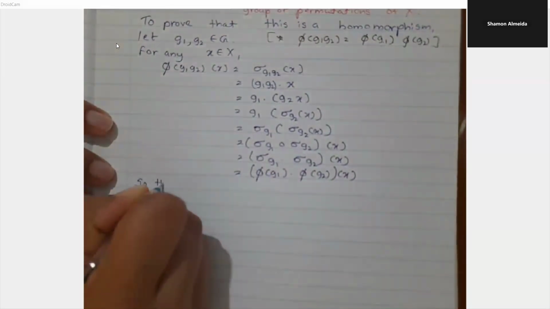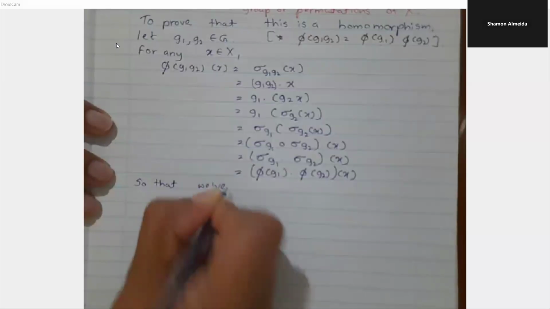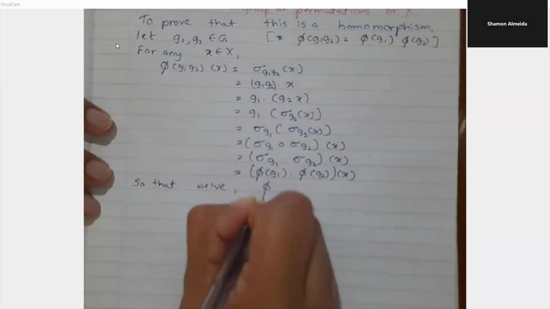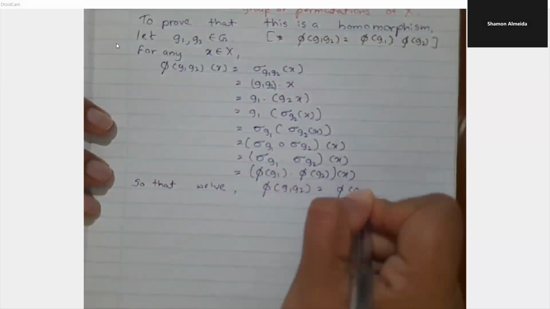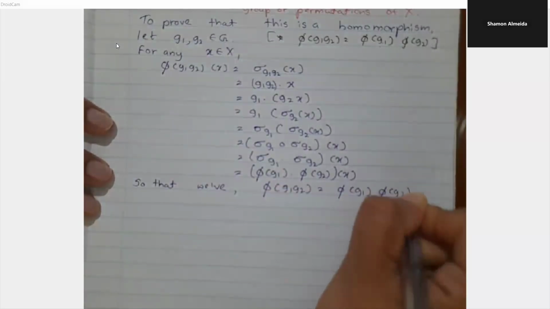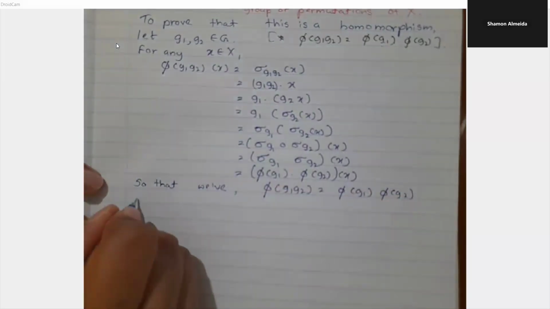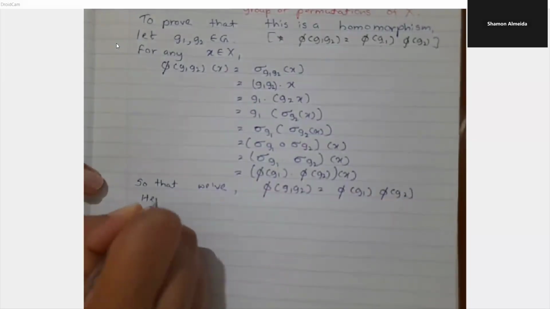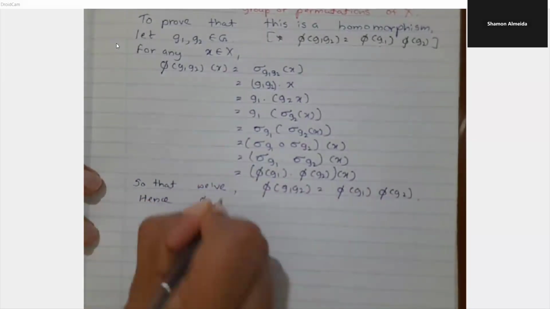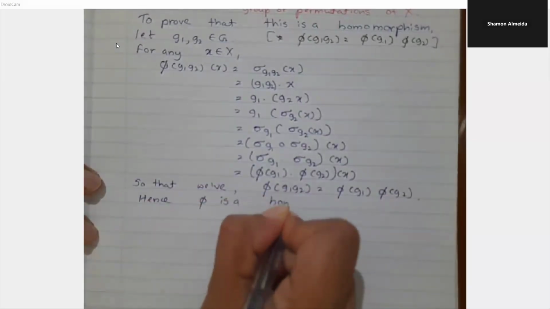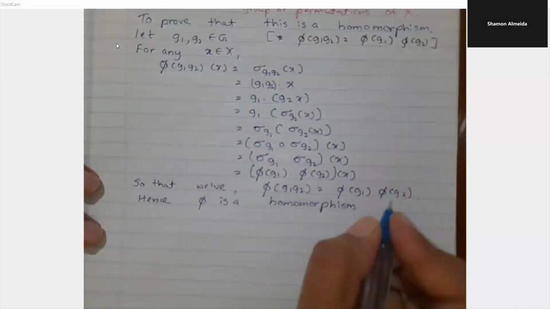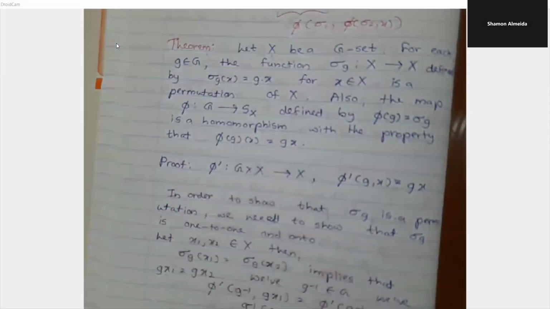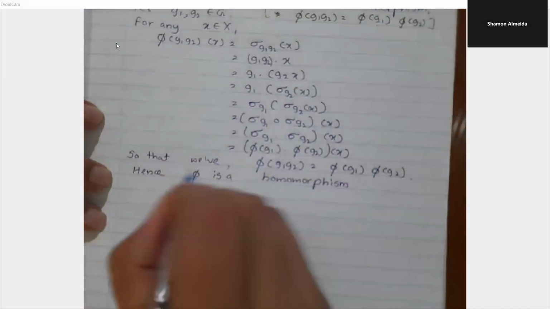Because it holds for any x, we have phi of G1, G2 equal to phi of G1 times phi of G2. Hence, phi is a homomorphism. It's a homomorphism, and we had to show that it's not just any homomorphism, it holds this property.